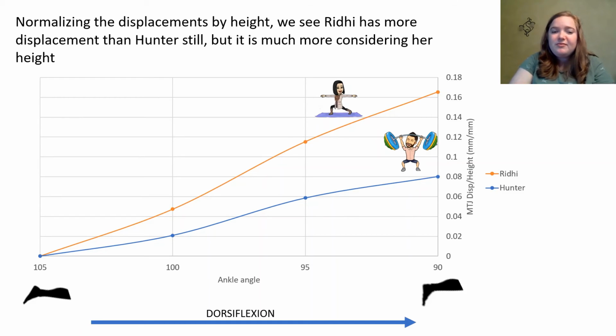So when we think about this, some questions for you guys to consider is think about strain. Who do you think has more strain? Riddy has a higher displacement, but she's going to have a shorter tendon. But we kind of normalized it here, so you guys should be able to get an idea. And then when we think about this strain, we're thinking about injury. So who do you think would be more prone to an Achilles tendon injury?